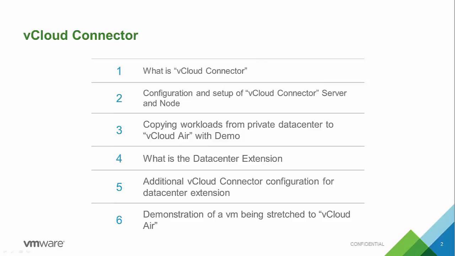The fourth topic we're covering today, what is Datacenter Extension? Here I will be explaining what Datacenter Extension is and what is required to get it working. The fifth topic we'll be covering is additional vCloud Connector configuration specifically for Datacenter Extension. Here it's just a brief section highlighting the additional vCloud Connector settings required to start the stretch deploy. And finally, the sixth topic today will just be a demonstration of a virtual machine being stretched to vCloud Air from an on-premise virtual center.